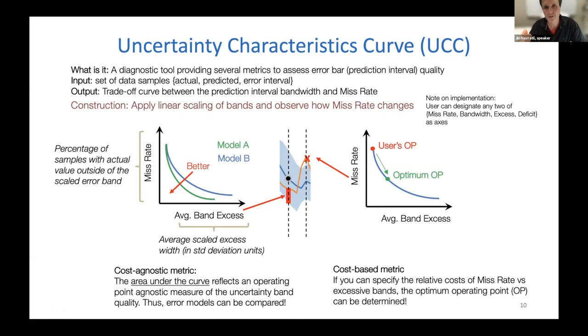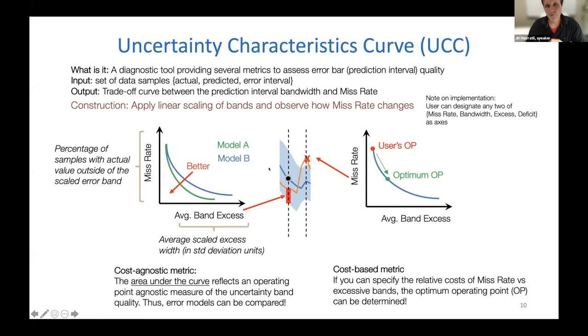So now we have a bidimensional graph with two axes. On one axis is the type 1 cost, on the other axis, type 2 cost. The UQ360 UCC implementation lets you as a user choose among multiple variants. You can choose what I called excess, or you can choose absolute bandwidth. You can choose miss rate and this band deficit. But overall, the idea is that we now have an axis system where we can see a trade-off. Now, how do we get that trade-off?